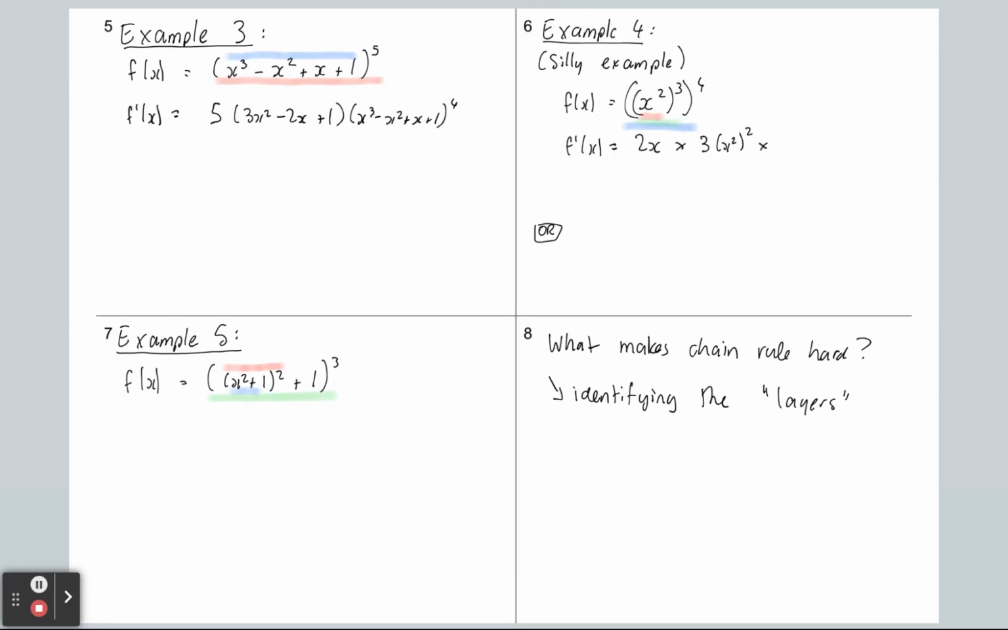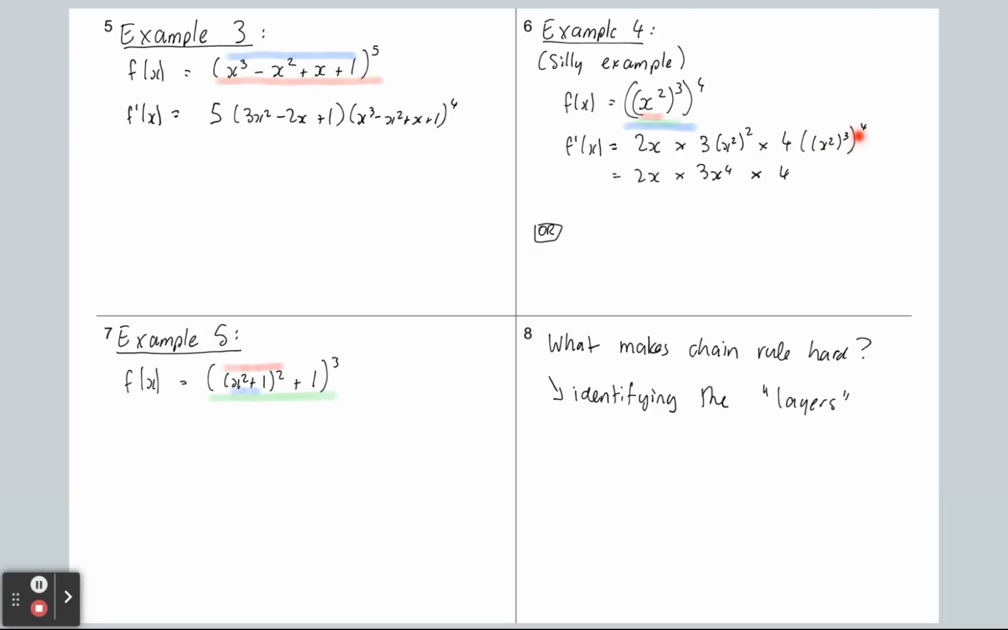Multiplied by, now look at the whole thing. The whole thing is x squared all cubed to the power of 4. So the 4 comes down. The bit inside stays the same. X squared cubed to the power of 4. Now I'll simplify each term there. 2x. 3 times x squared squared is 3x to the power of 4. Multiplied by 4. And then we've got, let me see now, x squared cubed is x to the 6.